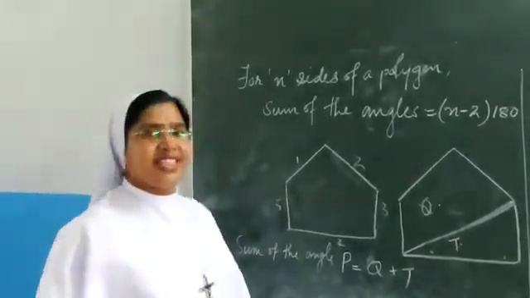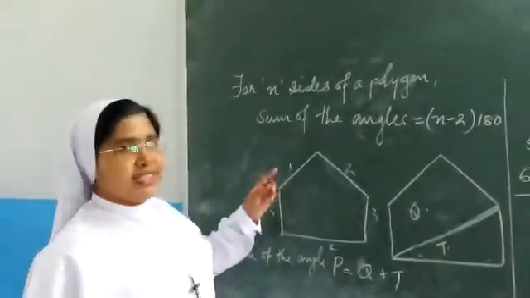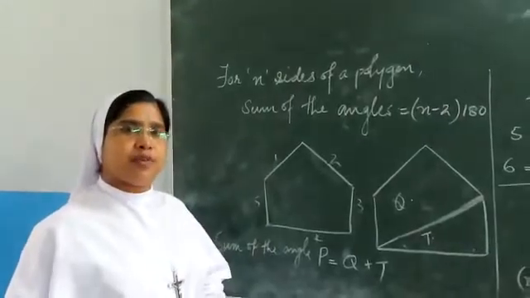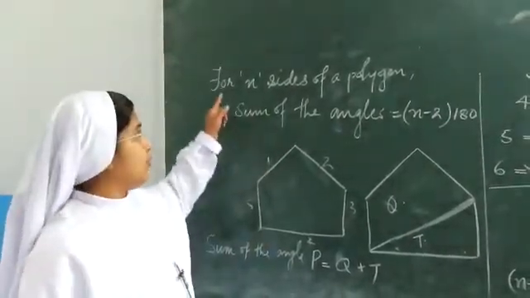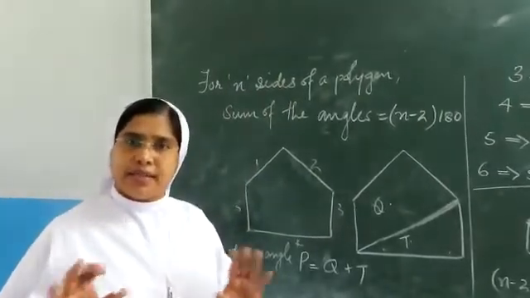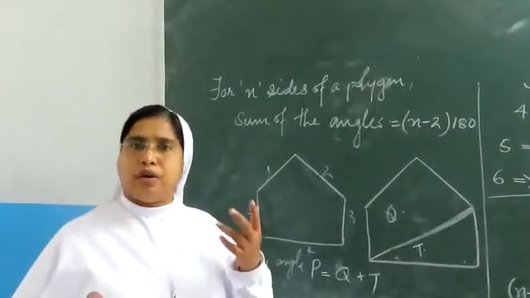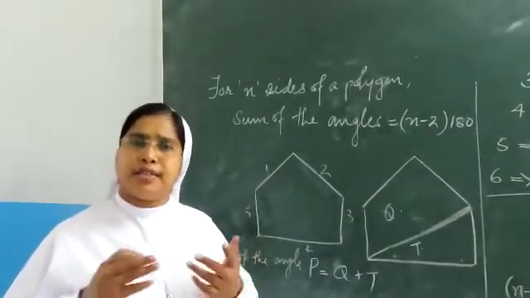Students, we are going to see the next part of this lesson, polygon. We said how to find the sum of the angles of a polygon for n sides. Sides are not given. It can be 3 sides or 4, 5, 6, any number.